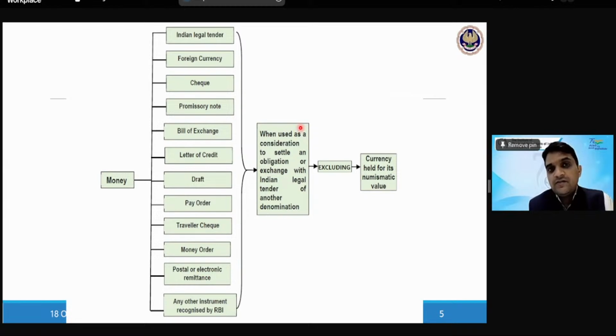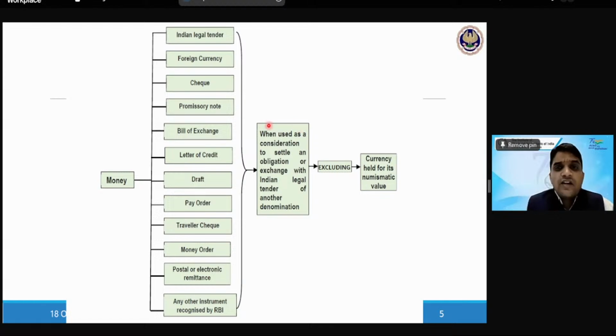Now, money. When we say consideration can be in money or non-monetary, the definition of money is also important. The definition of money is: an Indian legal tender or a foreign currency or a check or a promissory note or a bill of exchange or letter of credit, a draft, a pay order, a traveler's check, or a money order, or a postal or electronic remittance, or any other instrument. So basically, whatever way you transact in money, it could be in Indian currency, it could be in foreign currency, maybe going to the bank, any kind of UPI, that's all part of money transfer. So any kind of money transfer you do, postal or electronic remittance, any other instrument which is recognized by RBI.